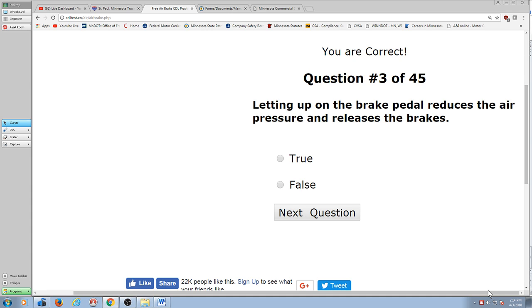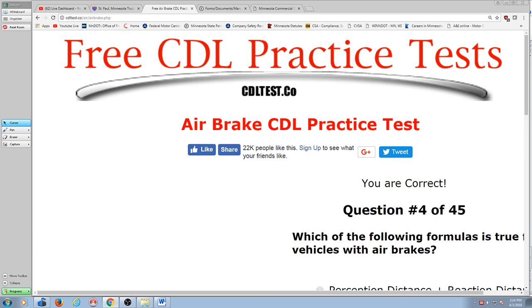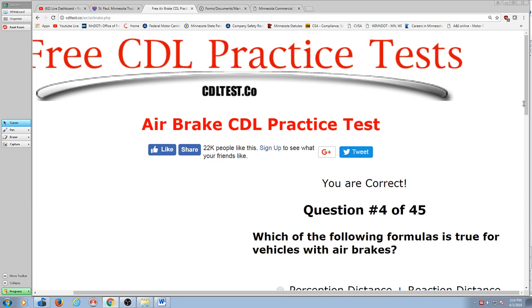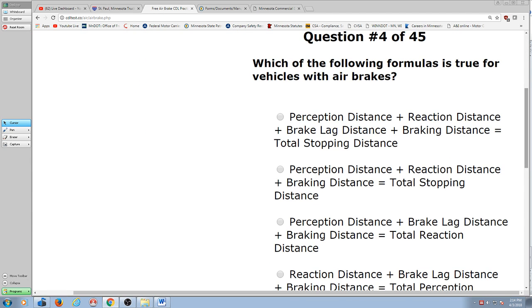Letting up on the brake pedal reduces the air pressure and releases the brakes. False. How many for false? How many for true? So we got divided. Let's try true. You are correct. Oh wow, I thought letting up was like letting go. It said letting up, right? Yeah. So letting go of the brake releases the air pressure that's being pushed on the brakes.